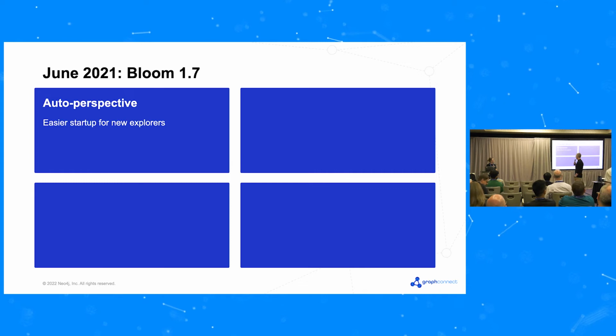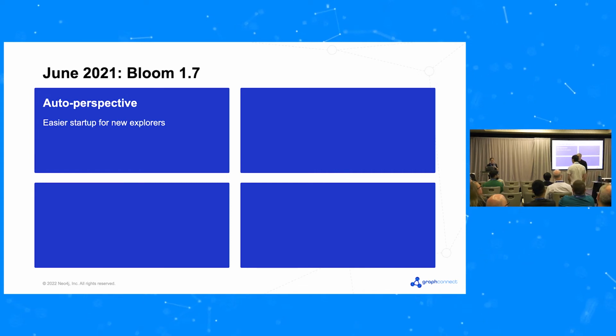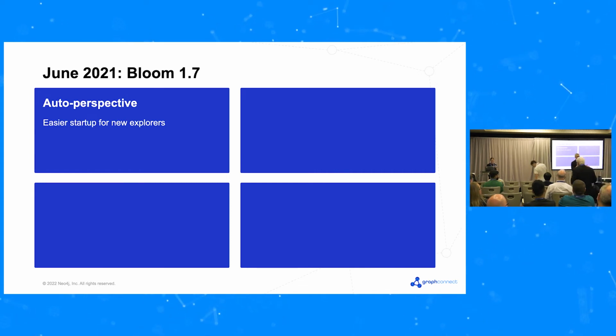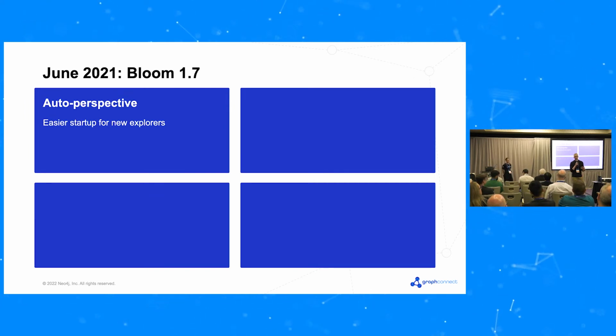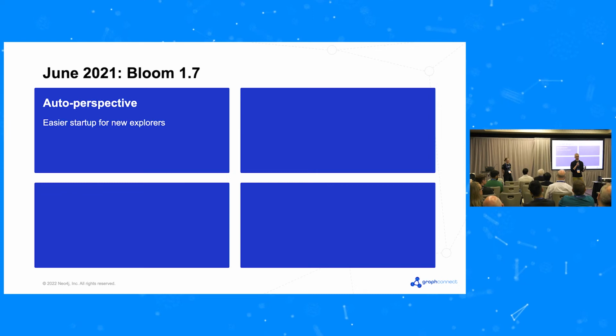And one of the things we introduced was the auto perspective. I won't be talking about this one later, so I'll just explain quickly what this is. We noticed that people would come into Bloom and they would see the perspective gallery, and they wouldn't necessarily know what to do with that if they'd never used Bloom before.